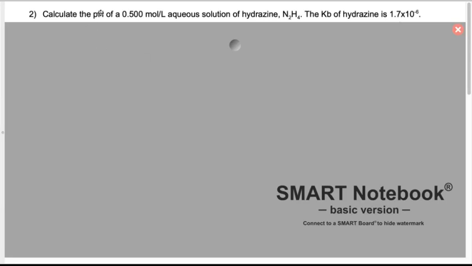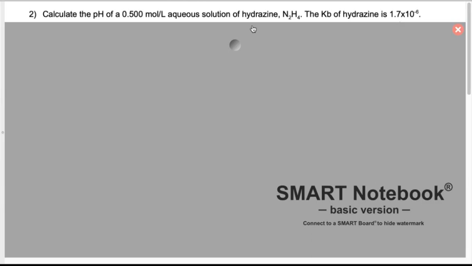For the second question, it asks for pH now. Given that the concentration of hydrazine is 0.500 mole per liter, and the base dissociation constant is given at 1.7 times 10 to the power of negative 6. We know that this is going to be a weak base because a Kb value is given. And remember, this hydrazine is also listed on the constants table. Any dissociation constant value listed there that's not very large and actually has a numerical value constitutes a weak acid or base.